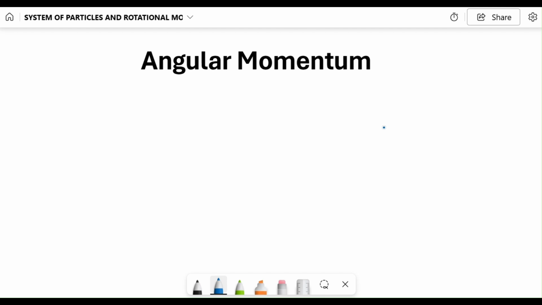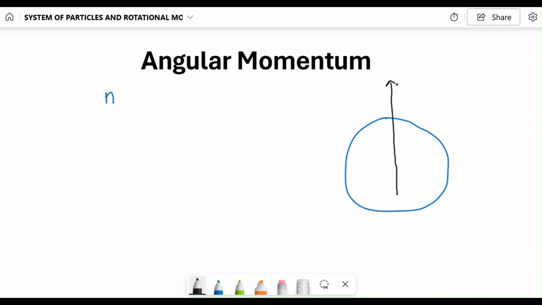So let's say we have an extended body here. This is an extended body, and it is made up of n number of particles. If this body is rotating about this axis, let's say this is the z axis, we will choose standard unit vectors along these axes. Let's say this is the y axis and this is the x axis. For n number of particles, let us consider one random particle, the ith particle.